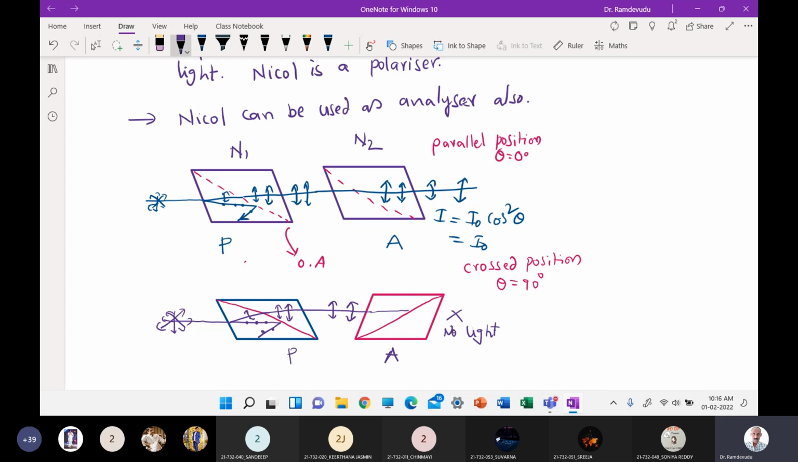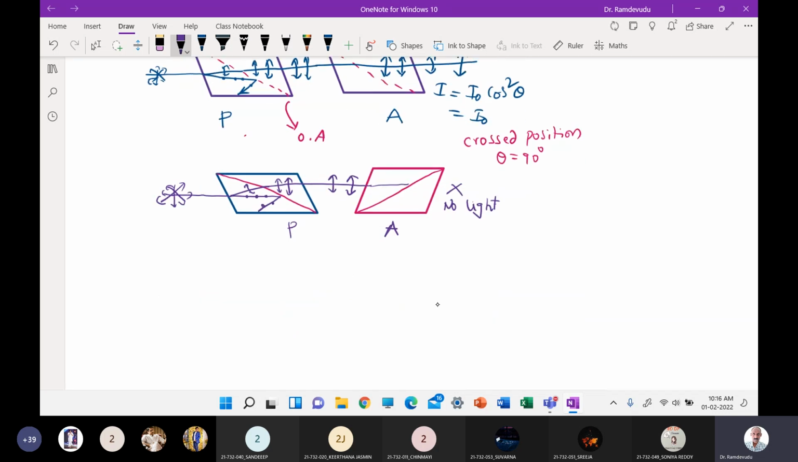Therefore, you can say that by rotating the second Nicol, you can check the intensity variation. If you find any change in variation of the transmitted light by the second Nicol, which is called the analyzer, it can be tested whether the incident light from the polarizer is a polarized light or not.